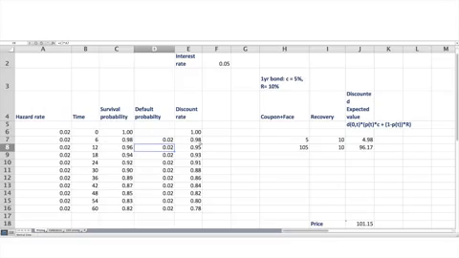Now let's see what happens to a coupon. So here's a bond, which is a 1-year bond. So it expires in 1 year. It has 2 coupon payments and the face value payment.